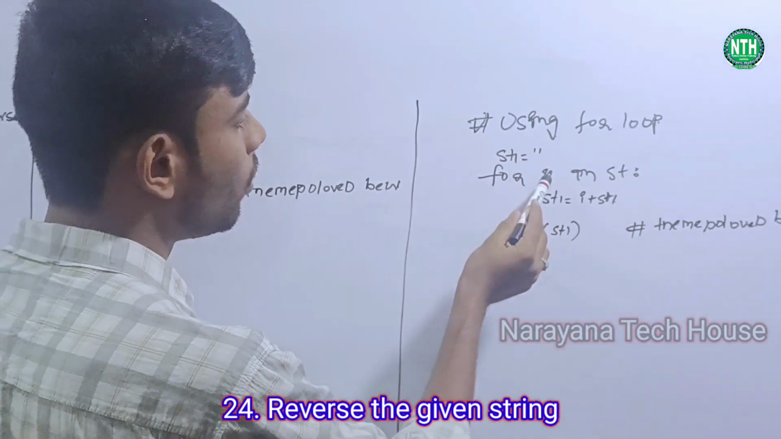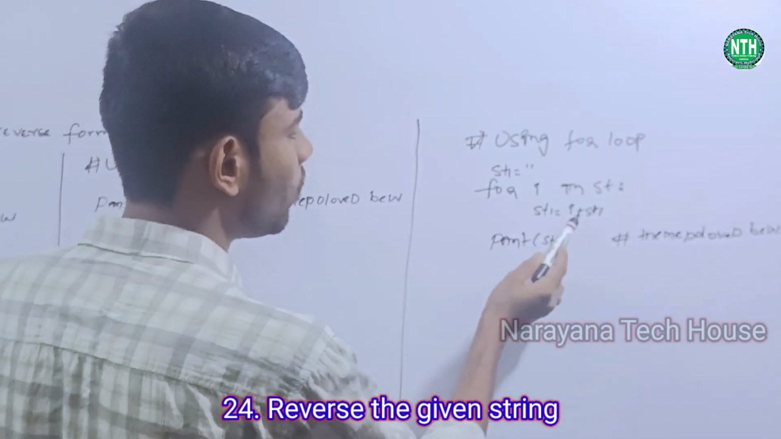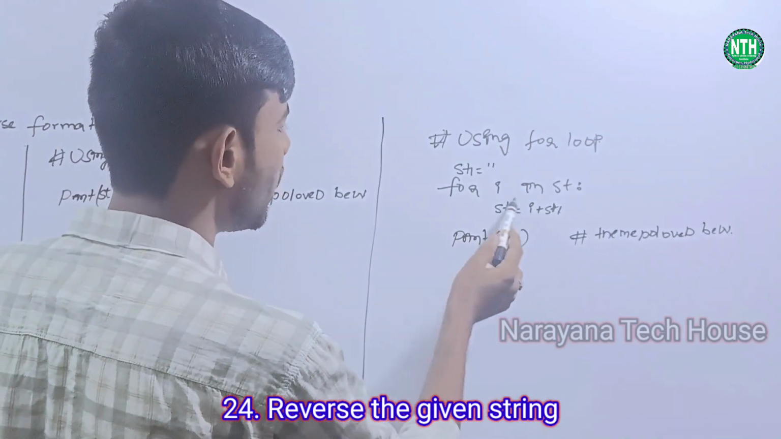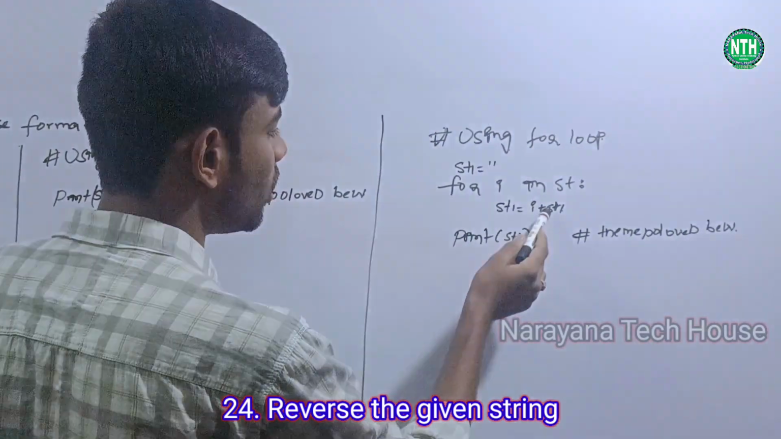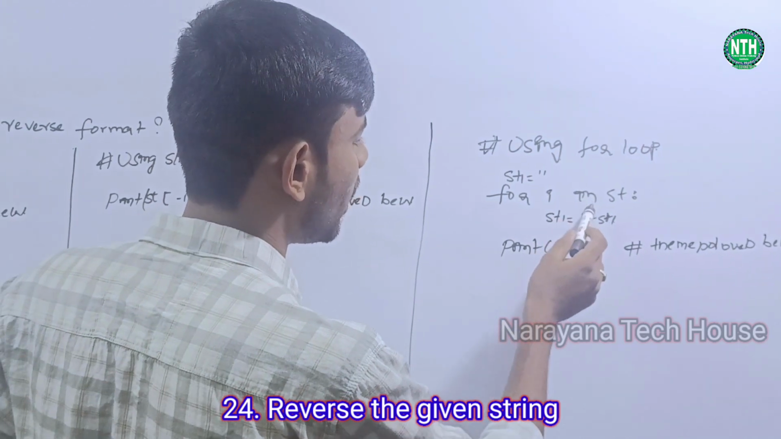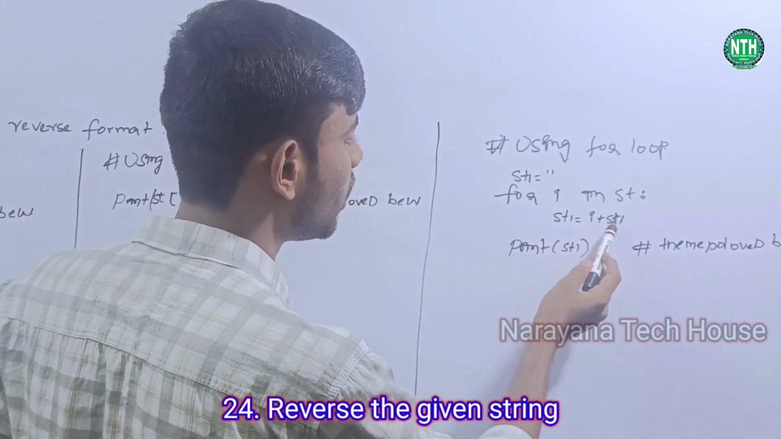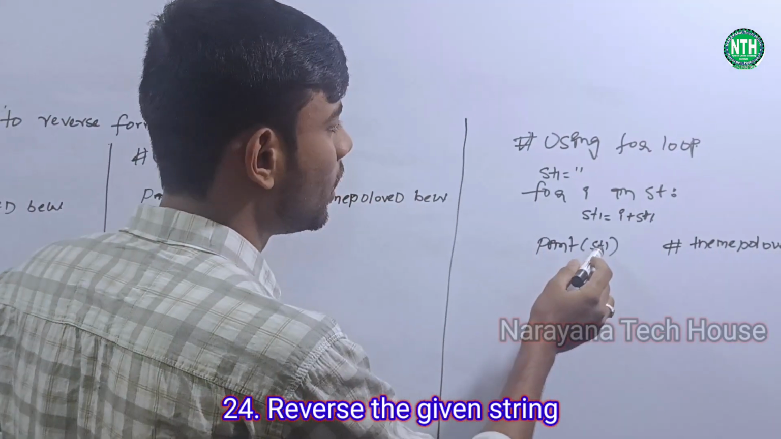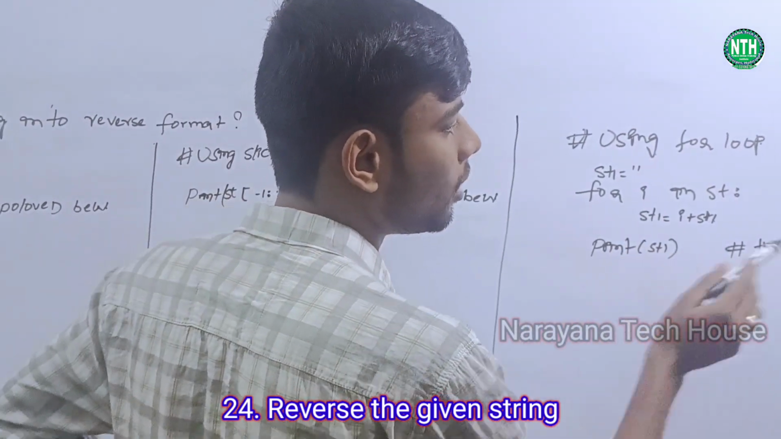First time, the i value is the first character. Second time, I add that value to string 1, which is initially empty. Then the i value is the second character. I will add this second character to this string. Next time, the i value is the next character. In that way I have to add all the characters in this string. Finally I want to print the string. The output comes in reverse format.